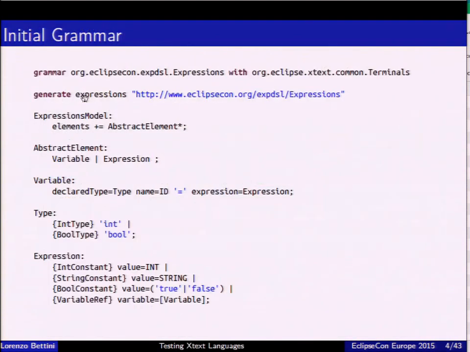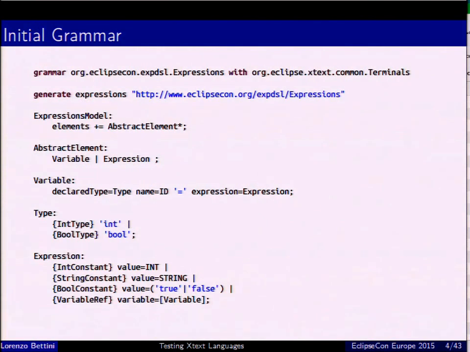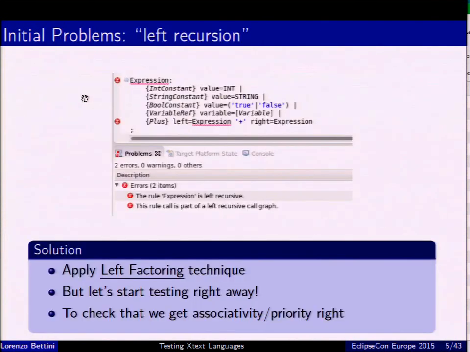So you know that you start from a grammar in Xtext. Defining the grammar for only the constant parts of the expression is easy. But you soon get into trouble when you start to define the grammar rules for expressions because they are recursive, and they are left recursive. And Xtext grammar can't handle left recursion. Of course, there's a well-known technique, called left factoring, to avoid having left recursive rules.